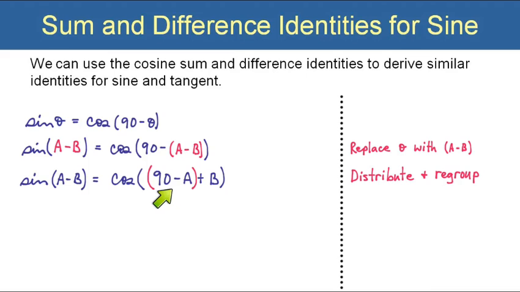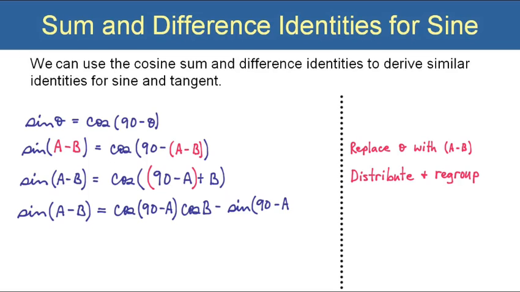Now the reason I wanted to do that is because now I have a setup that's cosine of one thing plus another. So my 90 minus a is my one thing. So let's use the identity for cosine of a plus b, but in this case a is actually 90 minus a. So it's going to say cosine of 90 minus a times cosine of b minus sine of 90 minus a times sine of b. So again, that was us using the cosine of a plus b identity, where what's in parentheses here is a and this is b.